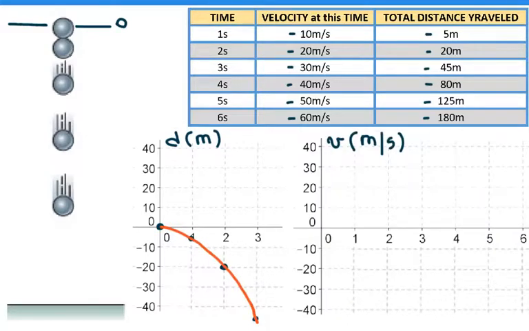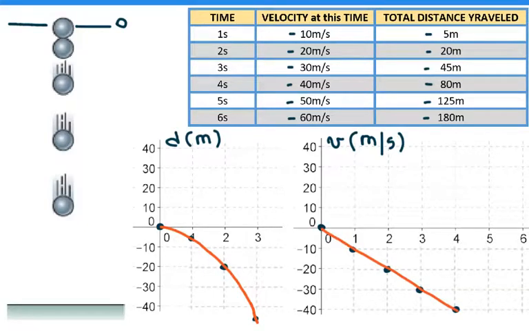Now I'm going to plot the graph for velocity. At first I start with a velocity of 0 meters per second. And then in 1 second, it is -10 meters per second. In 2 seconds, it's -20 meters per second. In 3 seconds, it's -30 meters per second. And in 4 seconds, -40 meters per second. So it looks like my graph for the velocity is going to look like this.